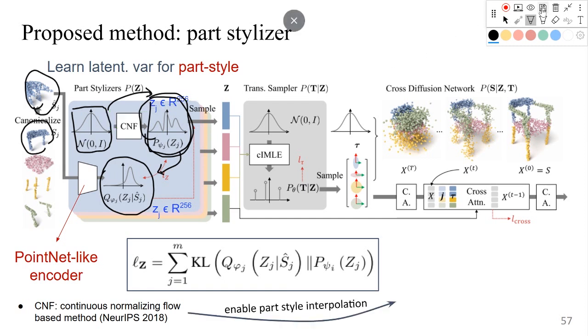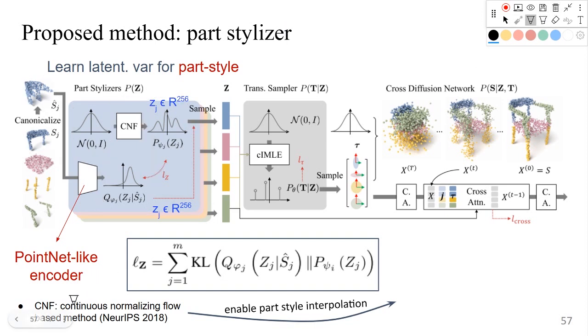Okay, and then in particular, this method uses this CNF, continuous normalizing flow. One of the properties of CNF is that we can do the inverse operation here. In this case, if we have the output here, we can do the inverse operation to retrieve the input. This is very useful later when we do the part interpolations.